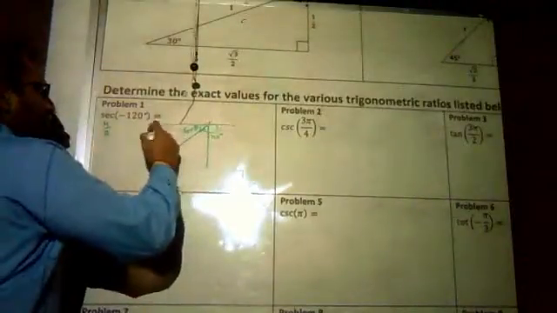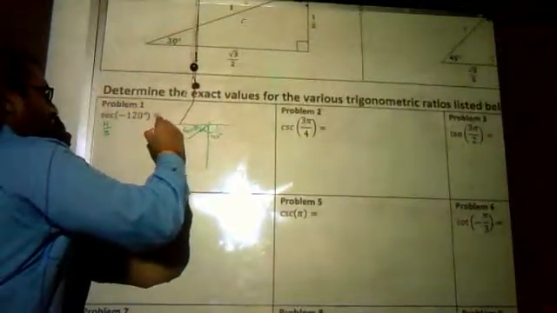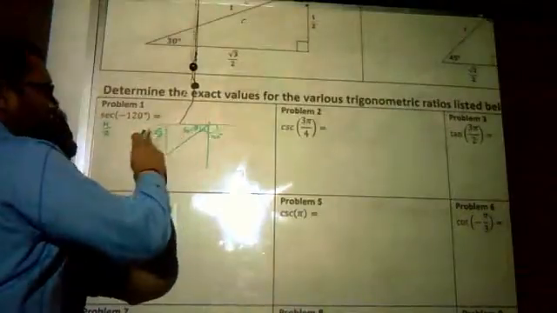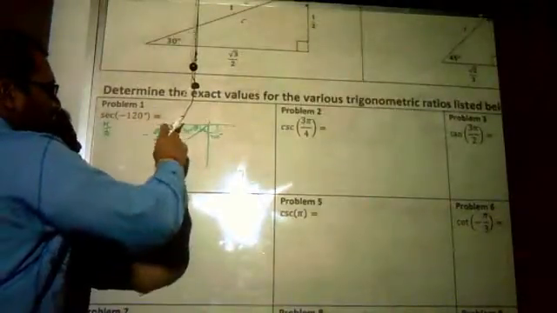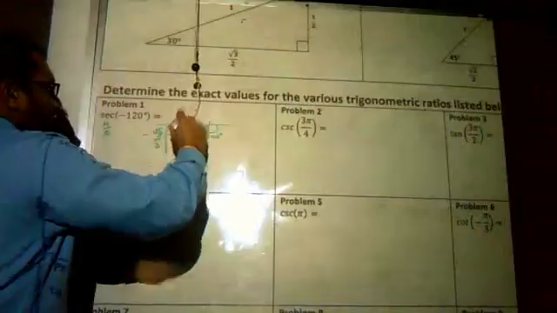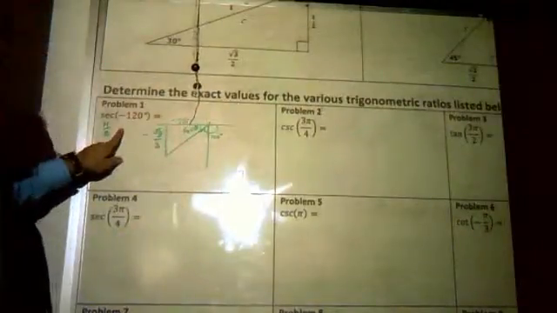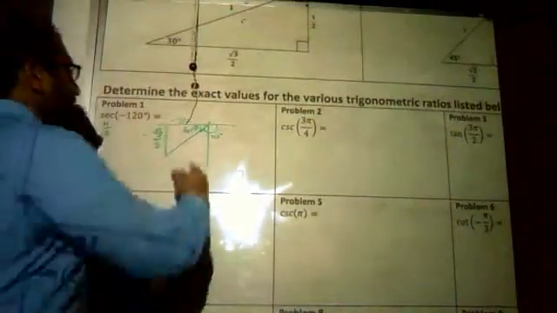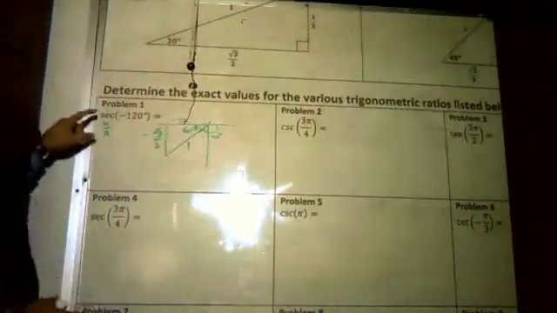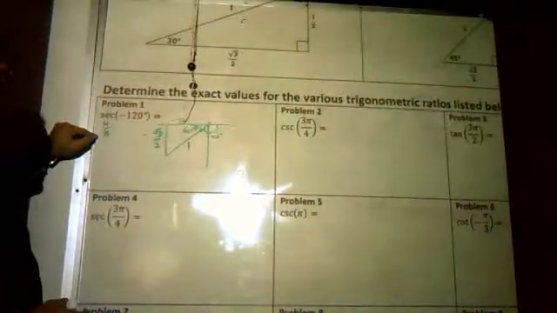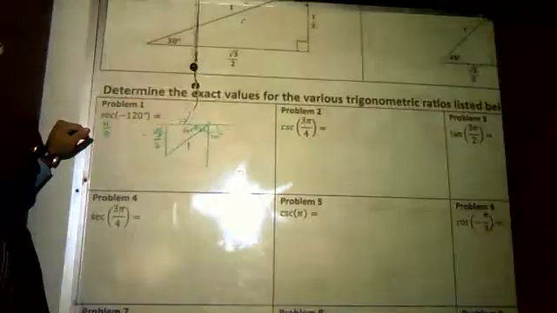The opposite of our 60-degree angle is square root of 3 over 2. Is that going to be positive or negative? It's going to be negative. The adjacent is going to be negative 1/2. Secant, so what's our hypotenuse? Hypotenuse is going to be 1. Secant is hypotenuse over adjacent, because we know that secant is related to cosine.